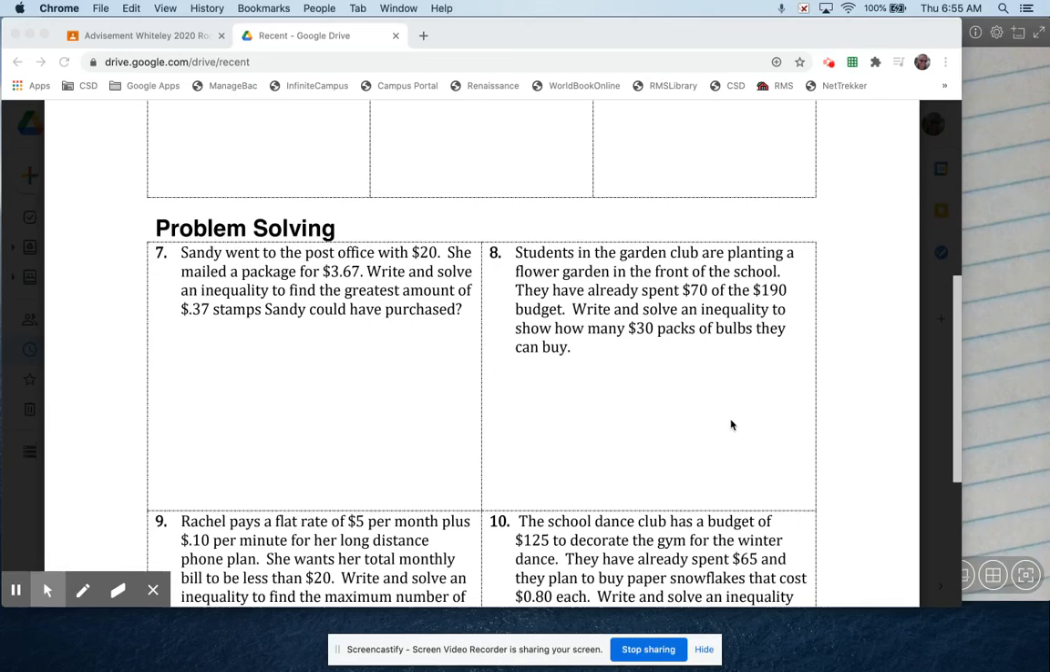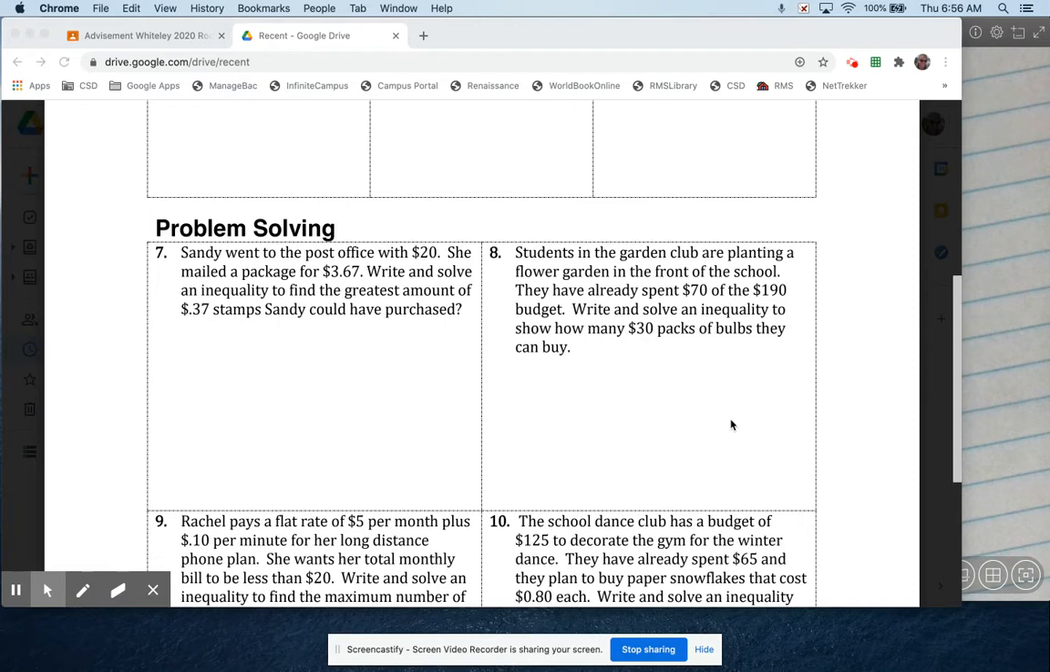So today we're going to be working on inequalities, which is very similar to two-step equations. I'd like to present inequalities in the form of a real life situation because it makes you understand what an inequality is.